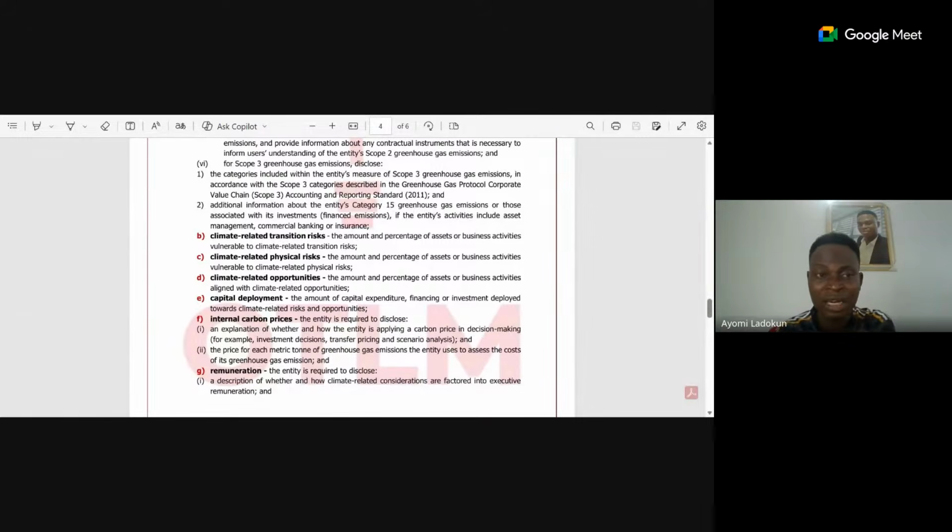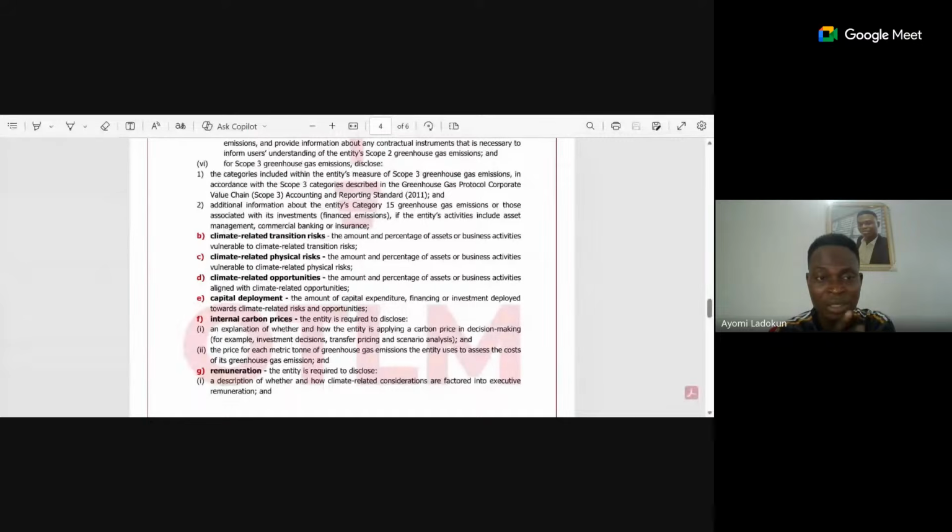The number C is climate-related physical risk, and the amount or percentage of asset or business activity vulnerable to climate-related physical risk. I think in this part of the world, maybe physical risk around vandalization and all of that. But I don't think we have extreme weather condition in Nigeria yet. I'm not sure. Maybe another part of Nigeria. But again, you look at your own company or the scenario the examiner has given you actually.